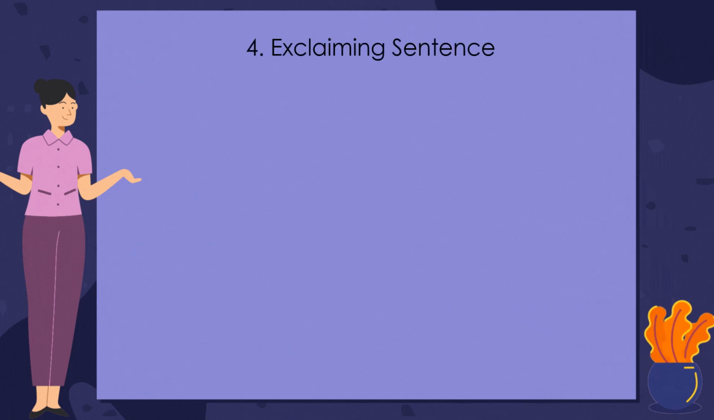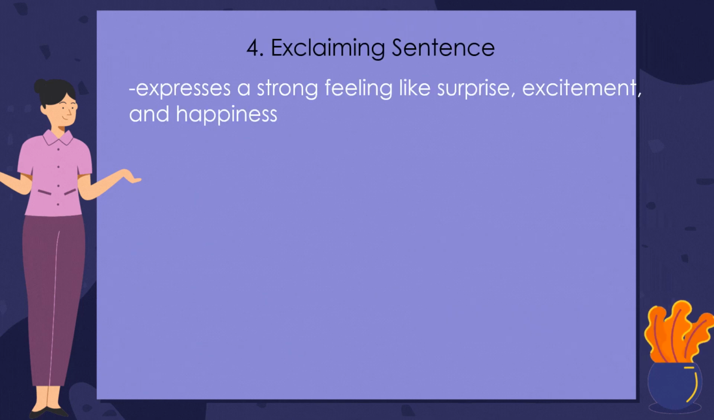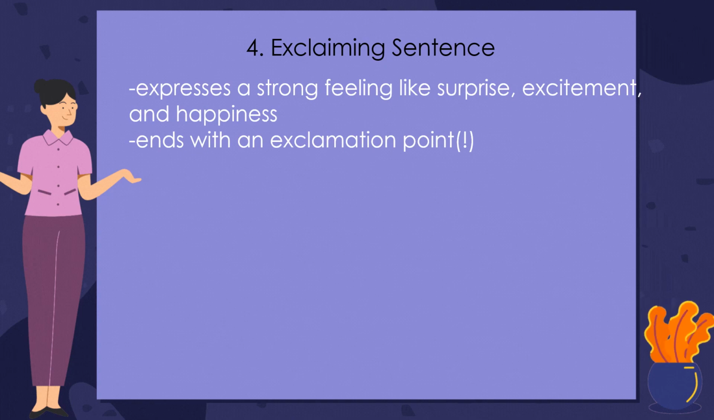4. Exclaiming sentence. It expresses a strong feeling like surprise, excitement, and happiness. It ends with an exclamation point. Have you experienced feeling strong feelings? How do you express your strong feelings? Here are some examples. I won!